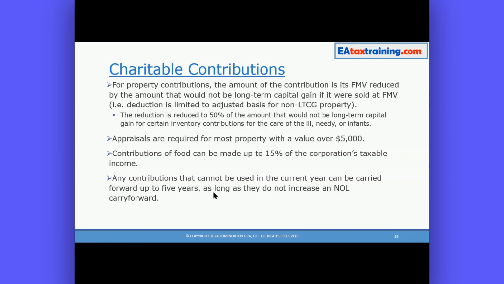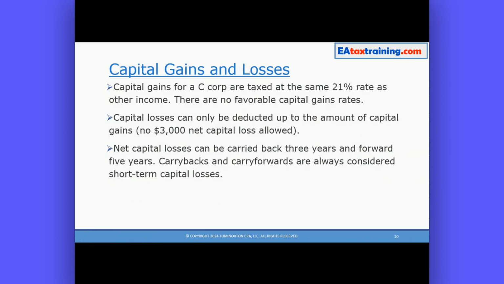So in other words, if you make contributions in excess of 10% of your taxable income, the amounts that are in excess of the 10% can be carried forward up to 5 years.